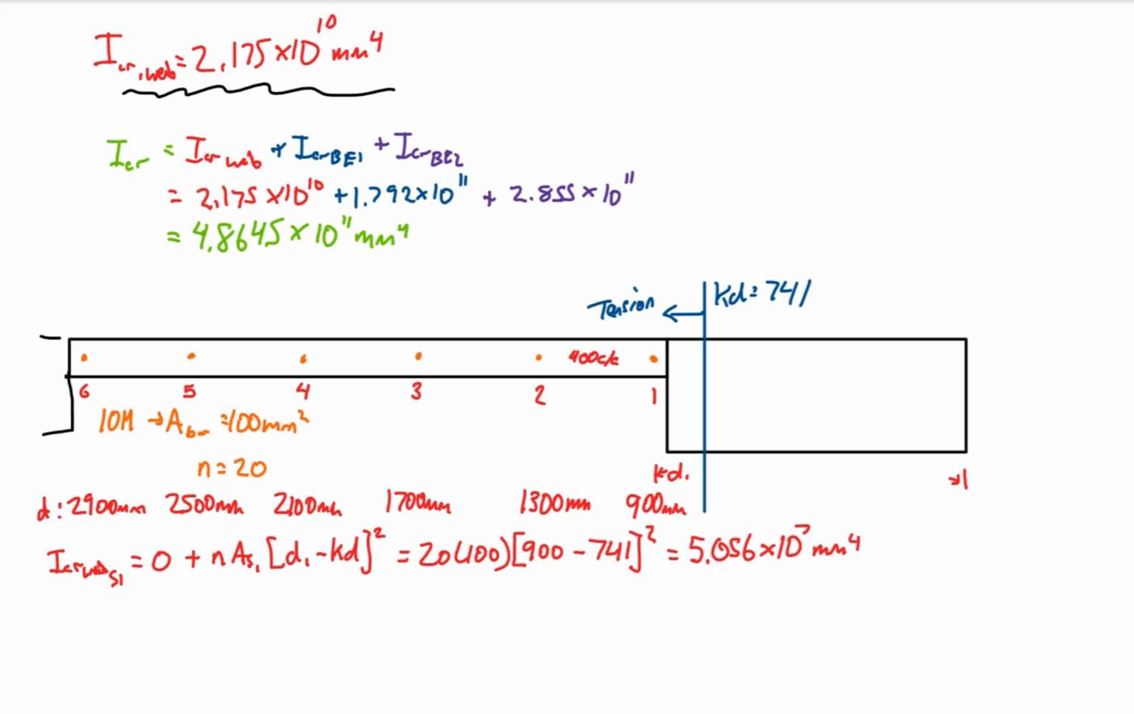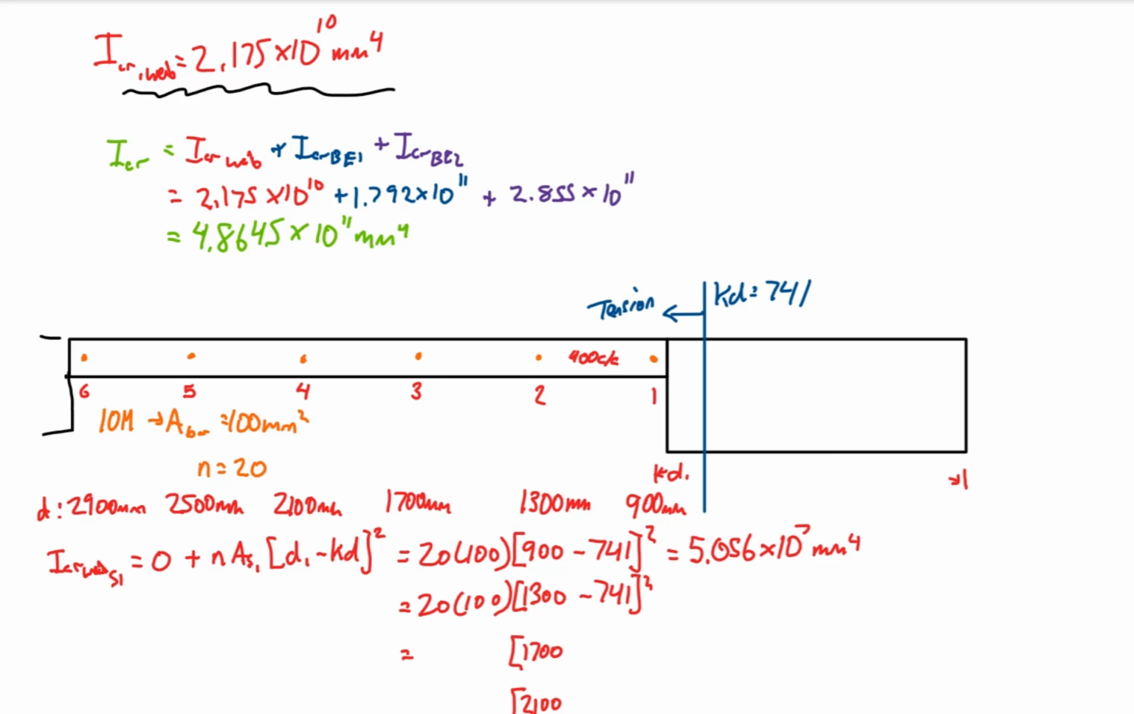Okay, so there's that one, and now I'm going to do the same thing for the second bar, the third bar, the fourth bar. So I'm going to put my values here, and once again, the area is going to be the same, 20 times 100. It's going to be the same for all of these, but now we have these different distances. So now we have 1300 minus 741 squared. We have the same thing, but it's going to be 1700, 2100.